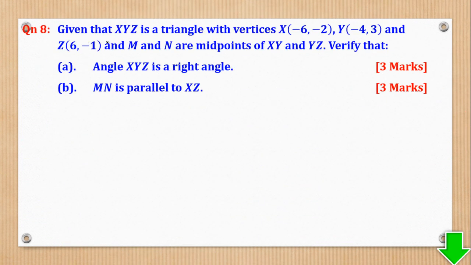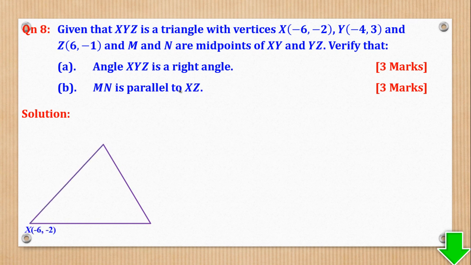Then question 8 says, given that XYZ is a triangle with vertices this, and M and N are midpoints of XY and YZ respectively. So here there should be a word respectively. Verify that angle XYZ is a right angle and also that MN is parallel to XZ. So one, we need to make a sketch of a triangle XYZ. Then you put the midpoints M on XY, then N on YZ. Then we join the two points.